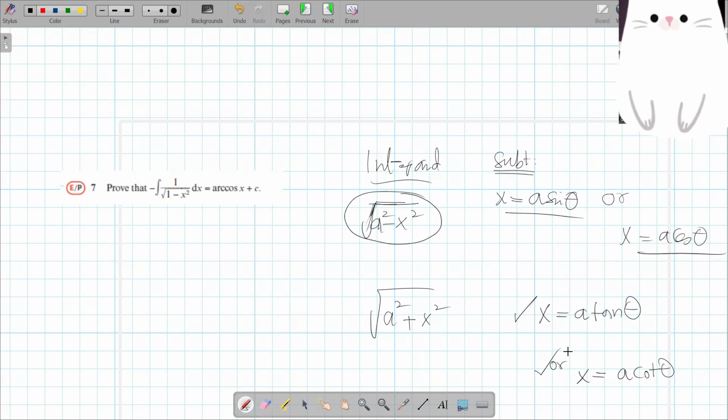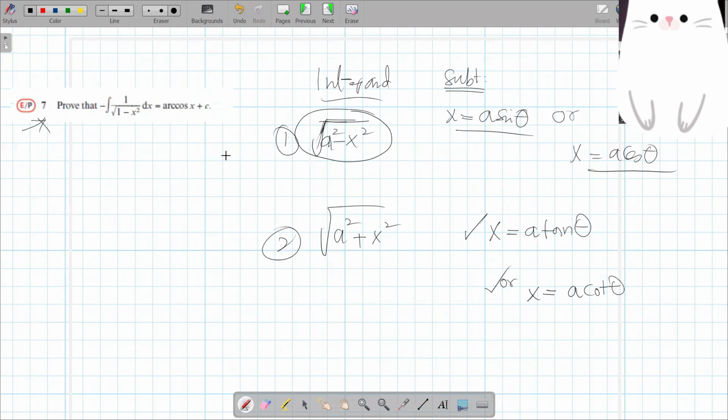Which substitution will you use to prove this? We should do cosine, because the answer, the right hand side, is cosine inverse. So you should substitute x equal to cos theta.